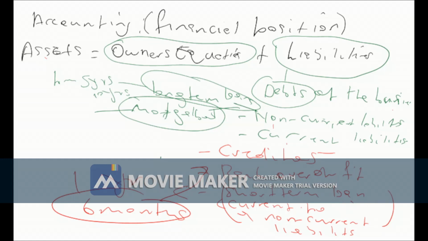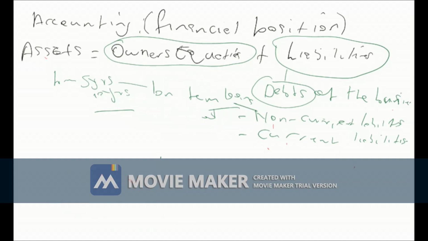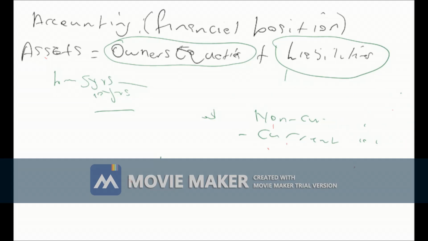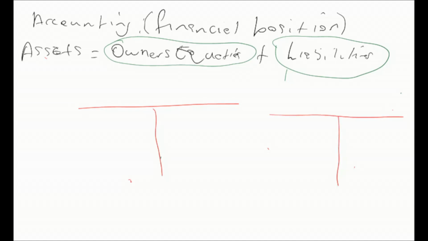Okay, now we understand the types of owner's equity and also types of liabilities. Let's look now at the effect of both owner's equity and liabilities. Remember, we have said assets increase on the debit side but decrease on the credit side. Now let's look at owner's equity and liabilities. Here is a T account of owner's equity and a T account of liabilities.